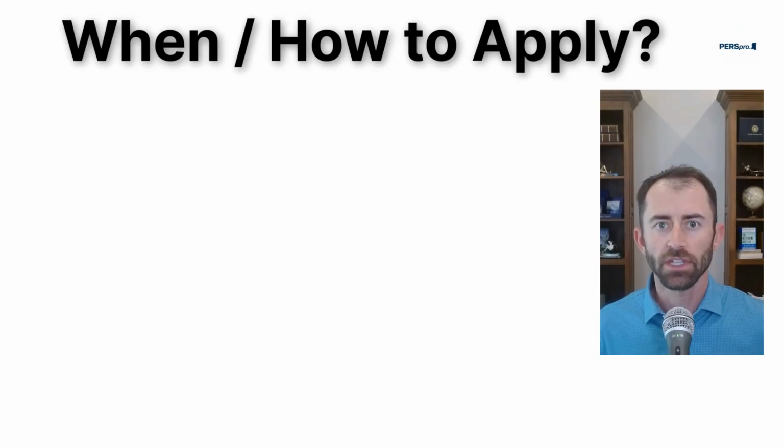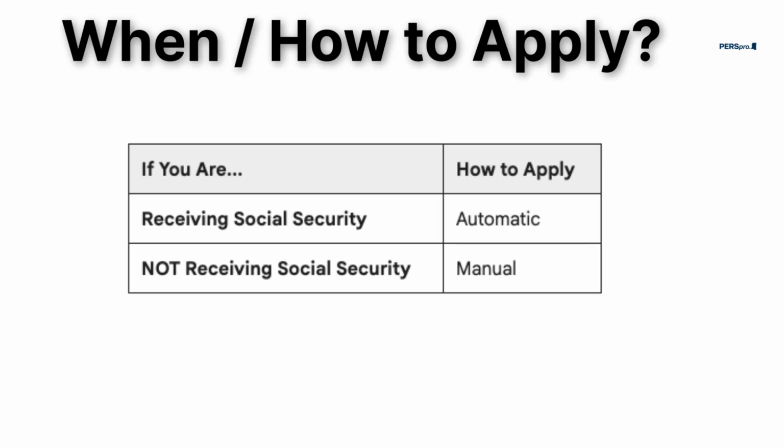So when and how do you apply for Medicare? As mentioned earlier, your initial enrollment period, or IEP, is a 7-month window. The 3 months before you turn 65, your birth month, and the 3 months after you turn 65. How you apply depends on whether you will be receiving Social Security benefits 4 months prior to enrolling in Medicare.